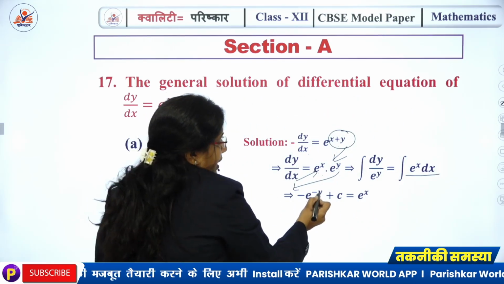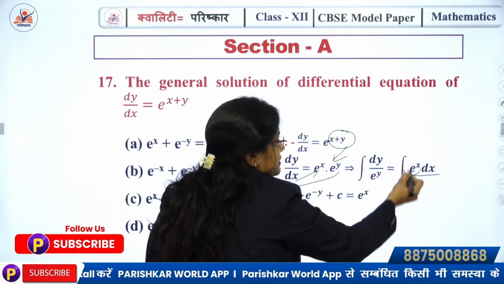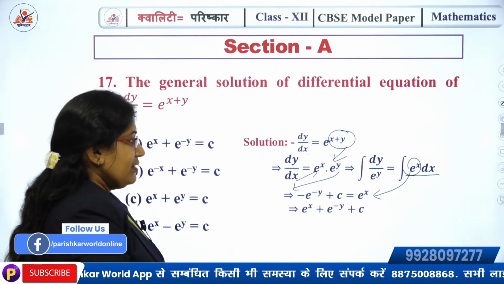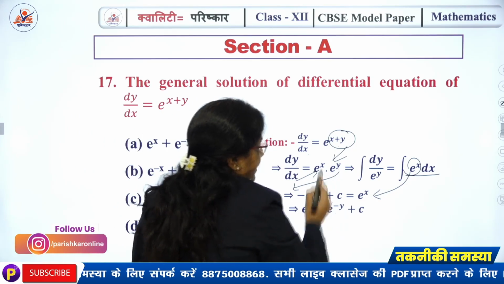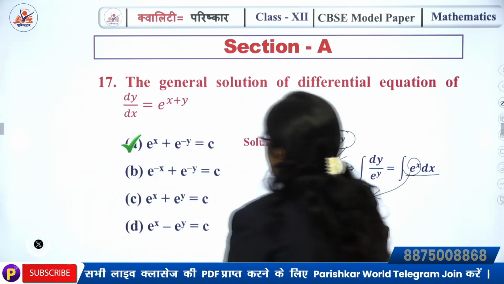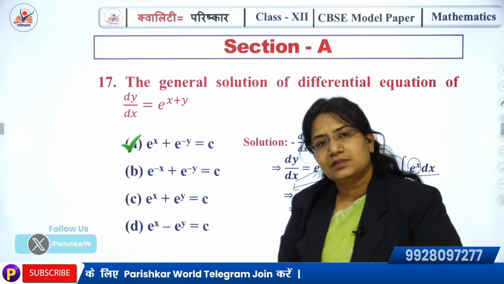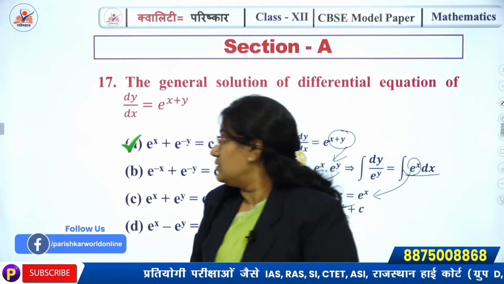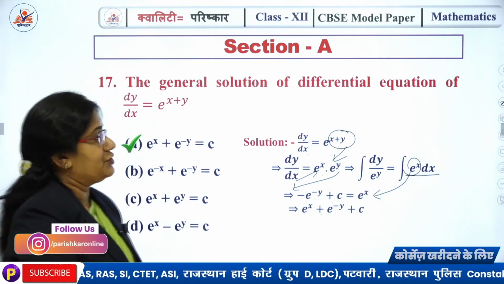minus e raised to minus y plus some constant equals the integration of e raised to x, which is e raised to the power x. After simplifying this, we have e raised to the power x plus e raised to the power minus y plus some constant c. And this is in option A: e raised to the power x plus e raised to the power minus y plus c. That means option A is the correct option for this question number 17. Let's come to the next question.